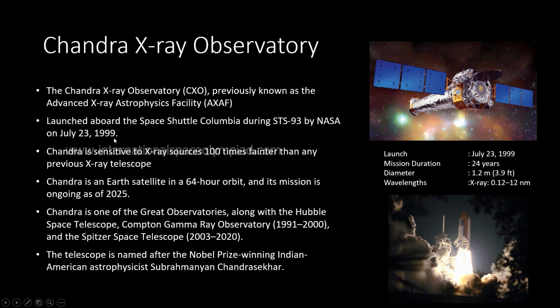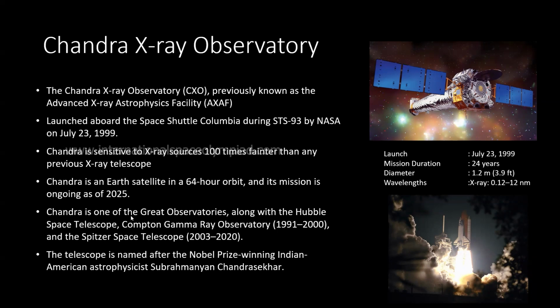It was launched in 1999 by the space shuttle Columbia, and the mission was STS-93 by NASA. It is sensitive to X-ray sources 100 times fainter than any previous X-ray telescope at that time. It is an Earth orbiting satellite in a 64-hour orbit, and its mission is ongoing as of 2025. So the mission is still running, almost 24 years already, and the diameter of the mirror is 1.2 meters.